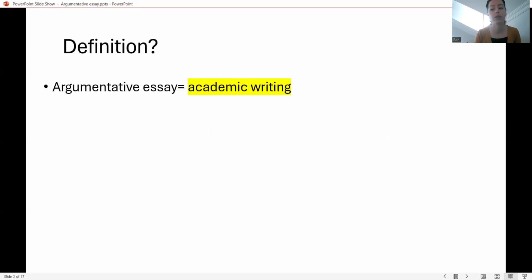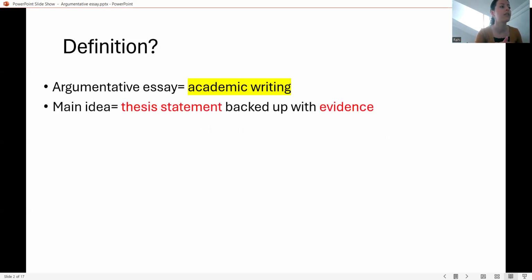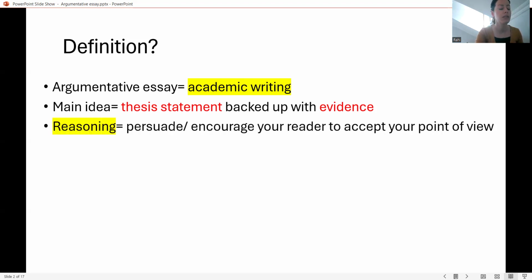First, we should know what an argumentative essay is. It's another word for academic writing, and in academic writing we have a main idea, which is called the thesis statement, and we back up this thesis statement with some evidence that we have. And we use reasoning to persuade and encourage our reader to accept our point of view.